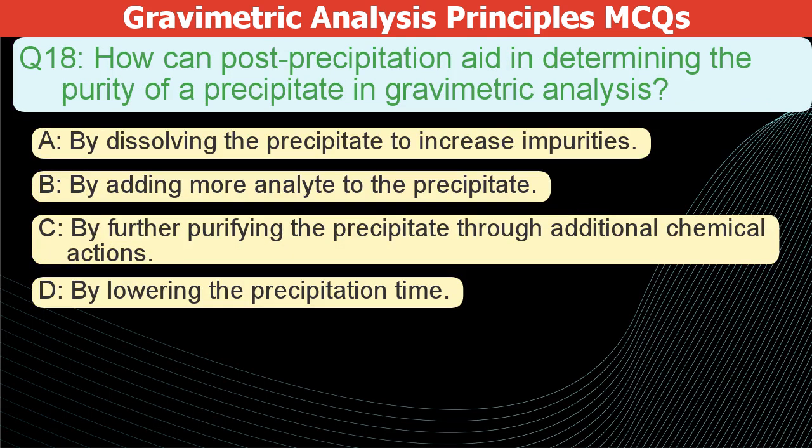How can post-precipitation aid in determining the purity of a precipitate in gravimetric analysis? A. By dissolving the precipitate to increase impurities. B. By adding more analyte to the precipitate. C. By further purifying the precipitate through additional chemical actions. D. By lowering the precipitation time.